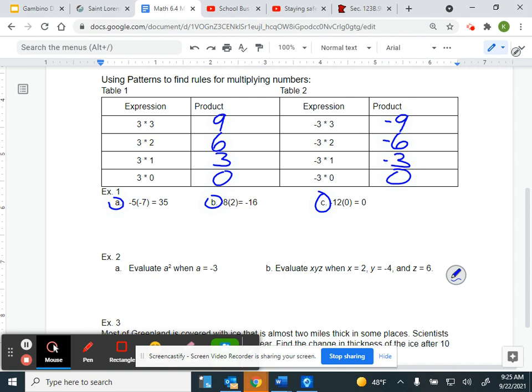I want you to work on A, B, and C. We are going to talk about them tomorrow. So your homework is just doing A, B, and C. Actually, yeah, just A, B, and C.